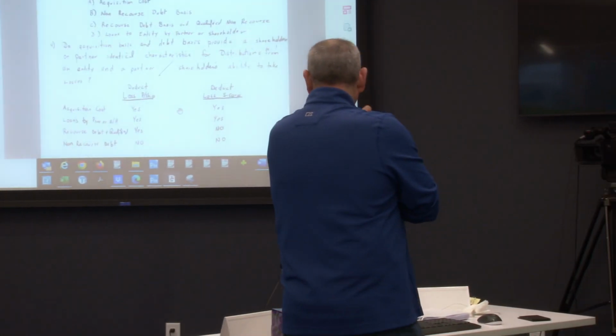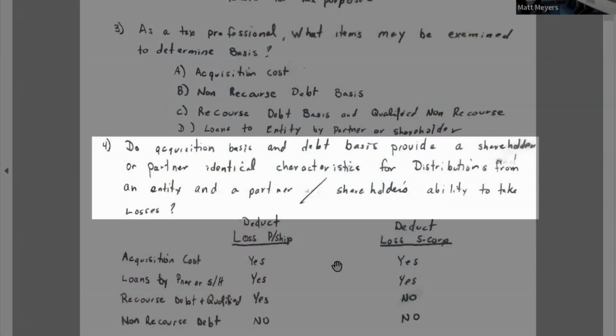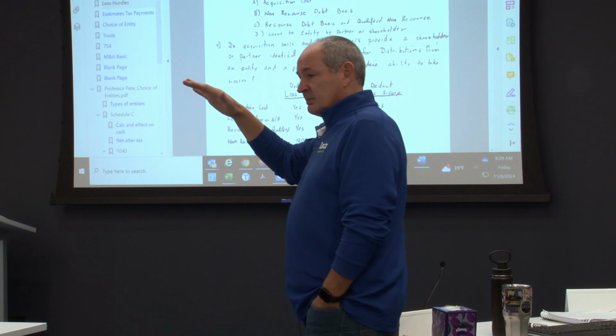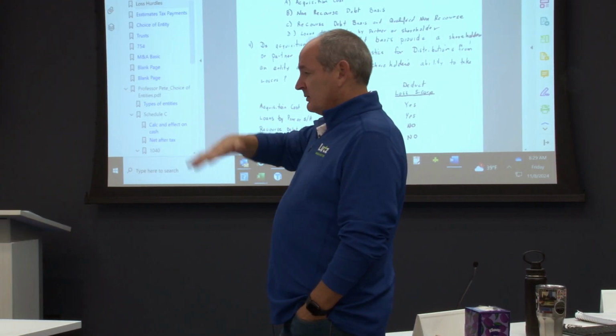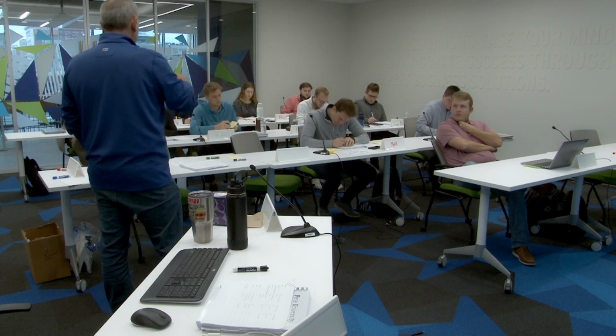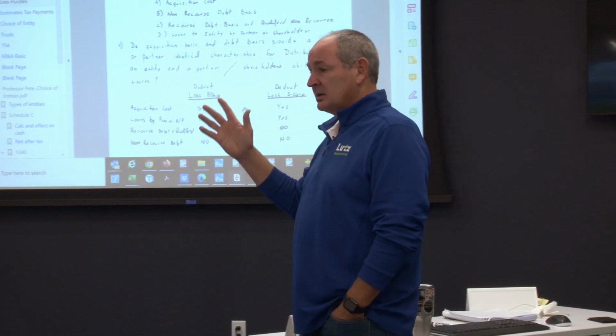So let's do that again. Connor, what does that say? Do acquisition basis and debt basis provide a shareholder and partner identical characteristics for distributions from an entity and a partner or shareholder's ability to take losses? Okay, so let's go back to what we said before. Basis is acquisition cost. Basis is adjusted up and down for K1 income. Basis is adjusted up and down if we put improvements in it. Basis is adjusted up or down by somebody dying.